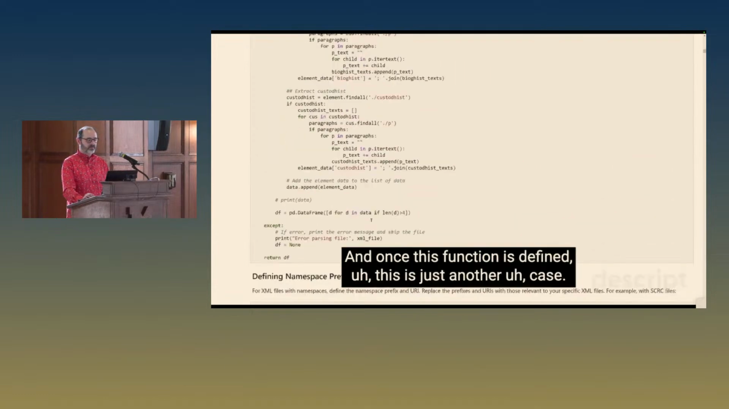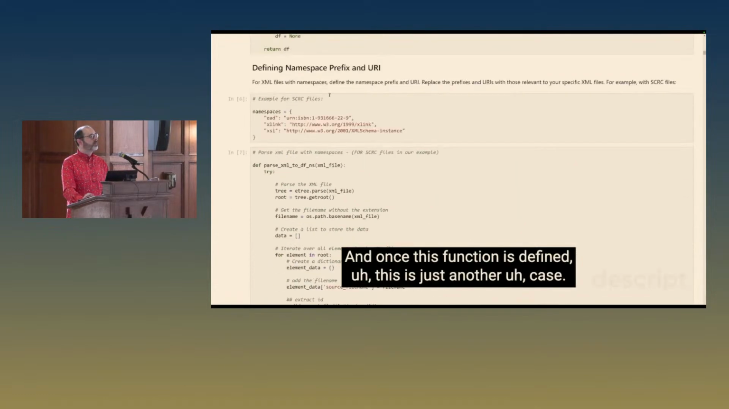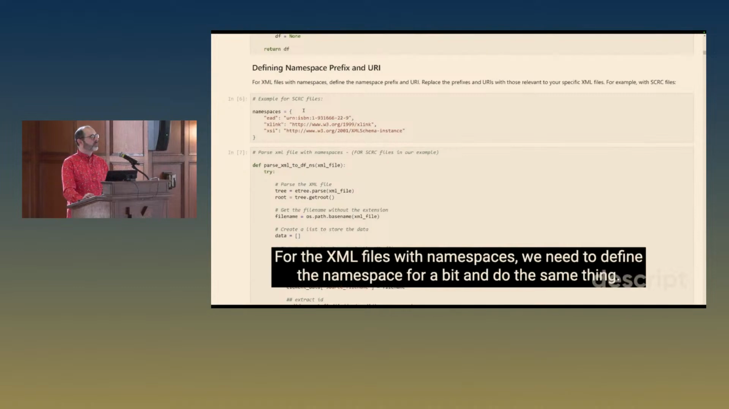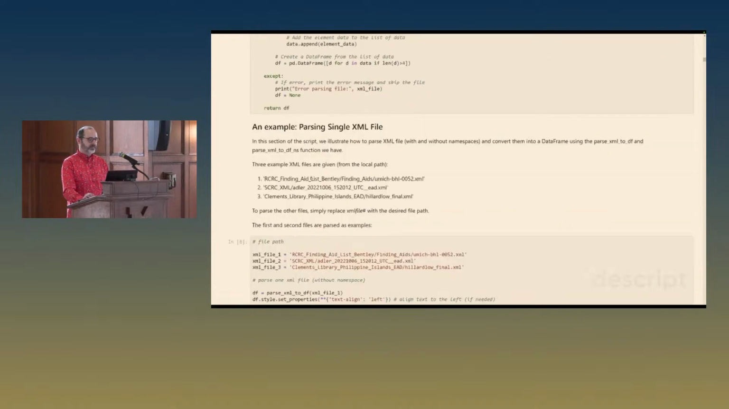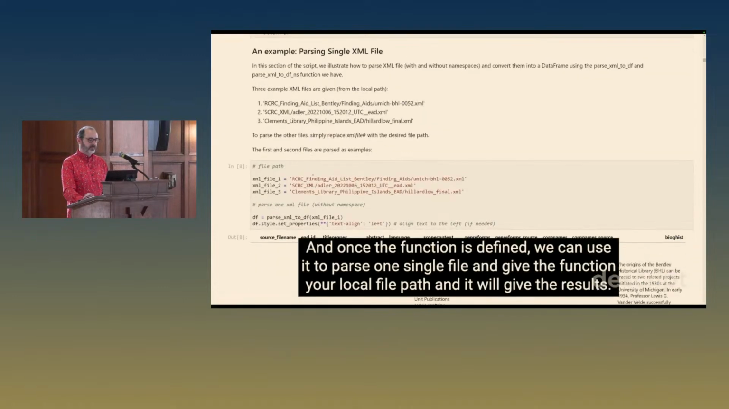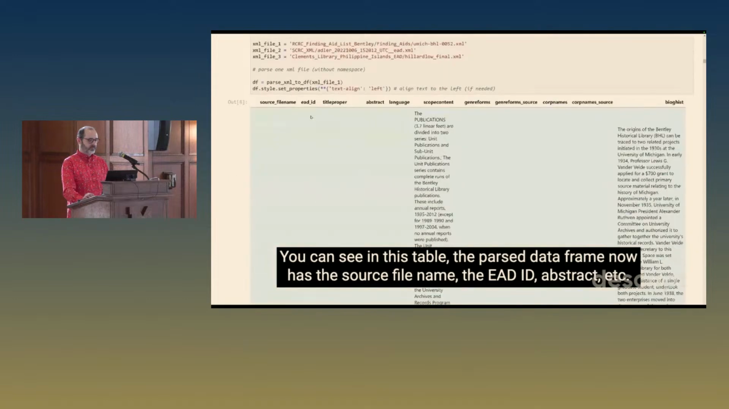Once this function is defined, this is just another case for the XML files with namespaces. We need to define the namespace for it and do the same thing. And once the function is defined, we can use it to parse one single file. Give the function your local file path, and it will return the results. You can see in this table, the parsed data frame now has the source file name, the EAD ID, abstract, etc.